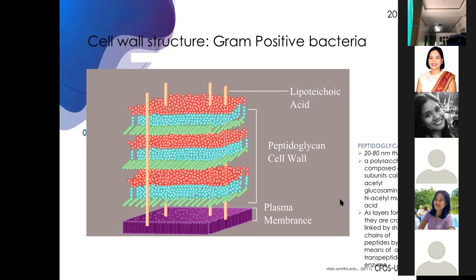I have already mentioned the LTA. So this thick layer of peptidoglycan cell wall indicates the ability of the cell wall to resist decolorization during the gram staining process. Later we will discuss the gram staining technique, or the process, and identify what will happen to the gram-positive cell wall and what will happen to the gram-negative cell wall. All right.